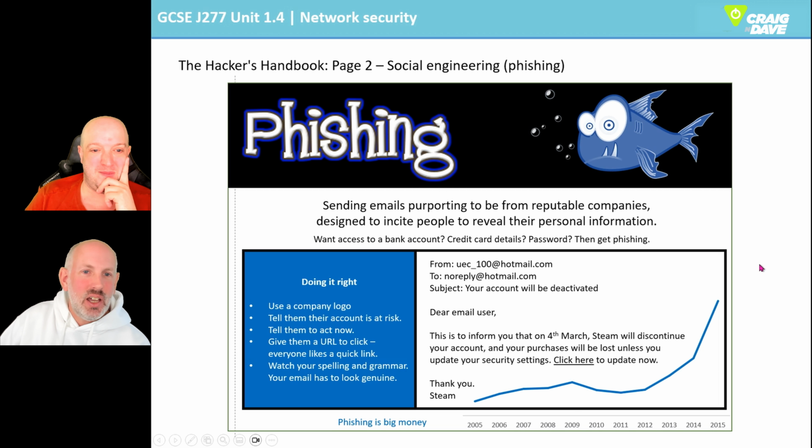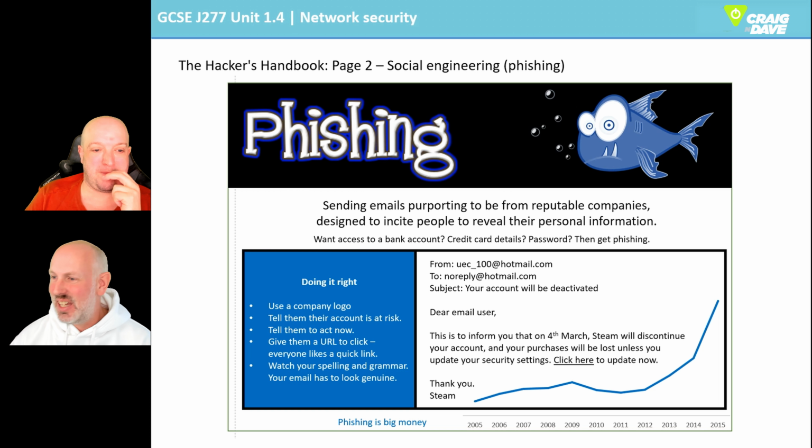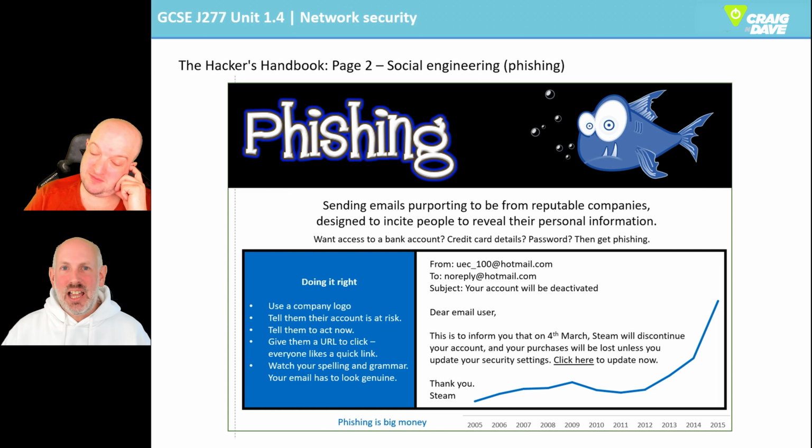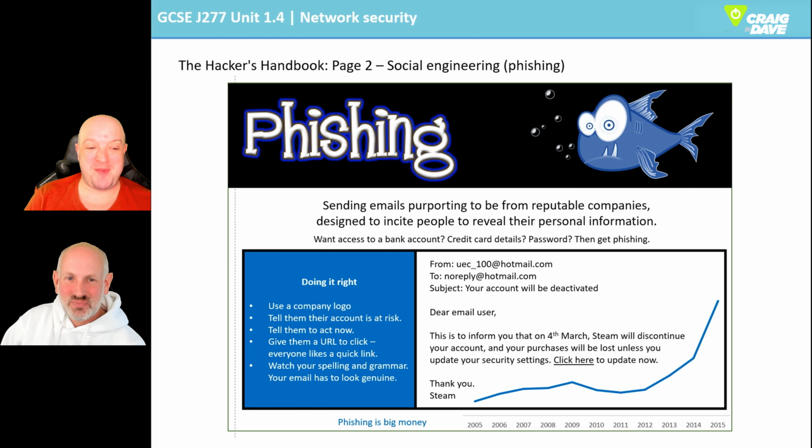So if I scroll down to the next page, we can see something about phishing, and here is where I'm talking about doing it from the hacker's perspective. So I've said do it right, phishing done right, use the company's logo, tell them their account is at risk, tell them to act now, give them a URL to click. So all these little bits of advice, which if you actually teach this, you would teach it from the opposite angle and say here's how to spot a phishing email. But of course, students are learning the same facts. They're learning the important stuff in the specification. They're learning the stuff they're going to have to be able to answer in the exam.